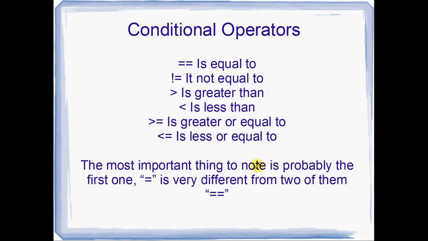But probably the most important thing to note is the double equals as opposed to the single equals. The double equals that we're looking at here is a conditional operator that's asking if one thing is equal to another. The single equals is actually the assignment operator, and that assigns a value to a variable. So if we had a equals b, it's going to put the value that's in b into the variable a. Whereas if we have a double equals b, then it's asking, does the value in a equal the value in b? Really, really important not to confuse the two.